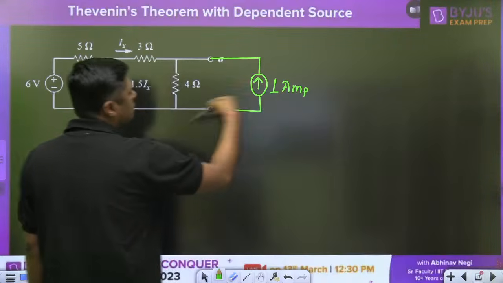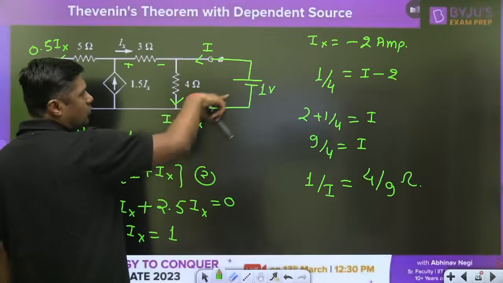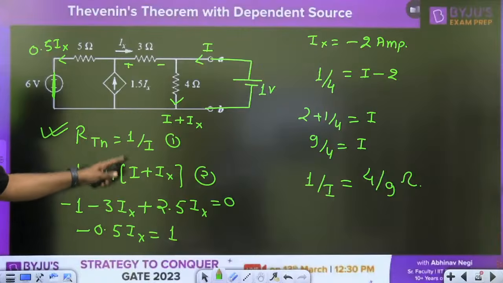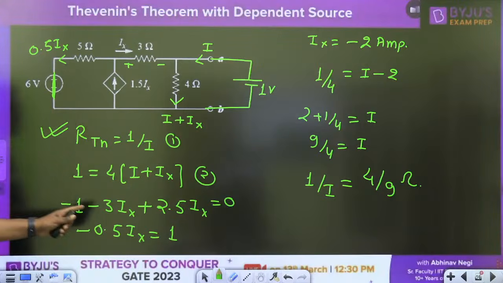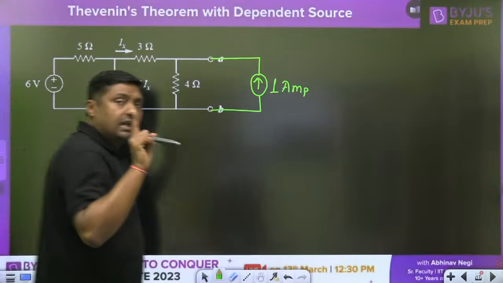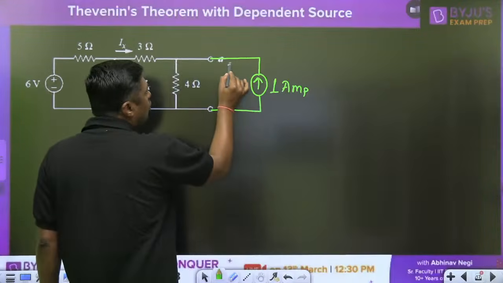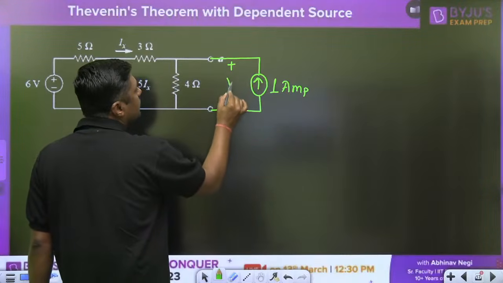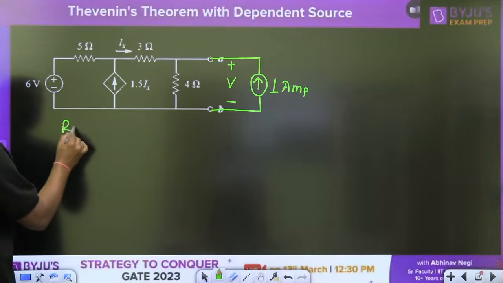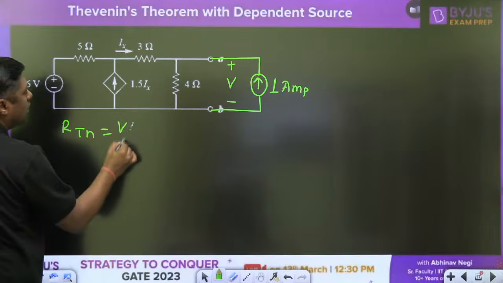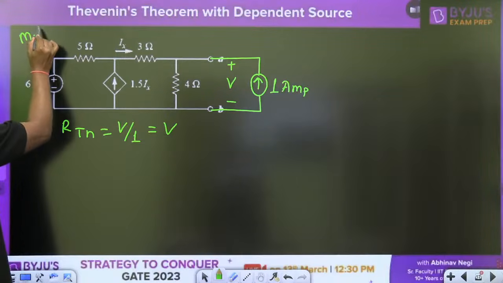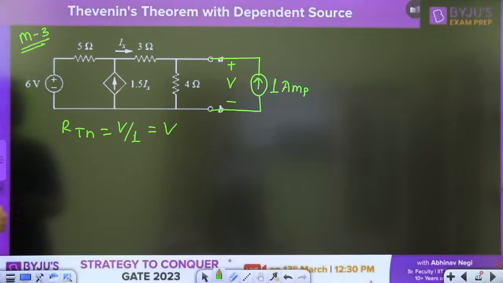Okay, please everyone watch this. That is the method. With a 1 volt battery, it will become 1 by I. So this is the answer. You have to find the 1 by I. Write down the KVL, arrange this and you will get the answer. With a 1 ampere battery, what is the method? Let the voltage be V. Voltage across the battery will be V, then RTH is given by V by 1, that is nothing but V. This is another method, the third method.